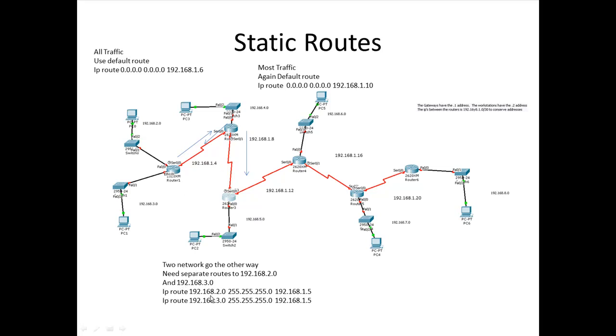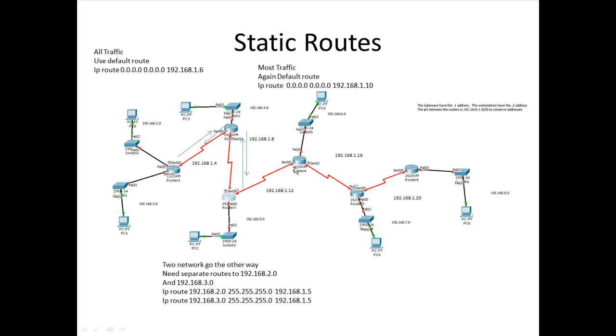What we need to do is add separate routes for them. IP route 192.168.2.0, 255.255.255.0 goes to 192.168.1.5, as does the information that goes to the 3 network. So these two networks have exception routes on this router, while most of the traffic we can use the default route to go to router 3. As we go through this topology, we can do that for a number of the routes. Coming out of router 3 would be the exception route.